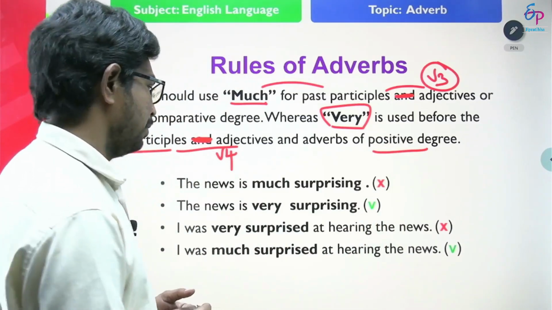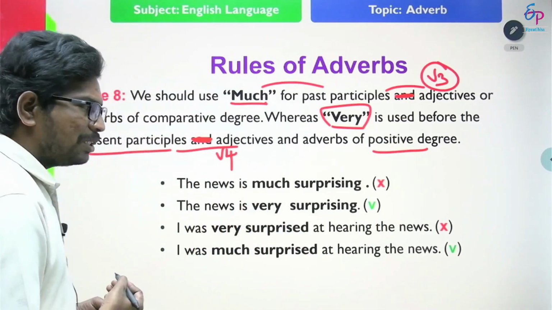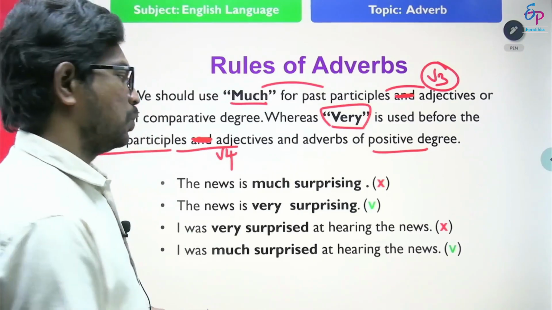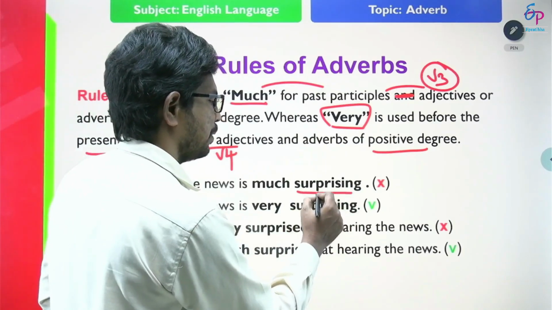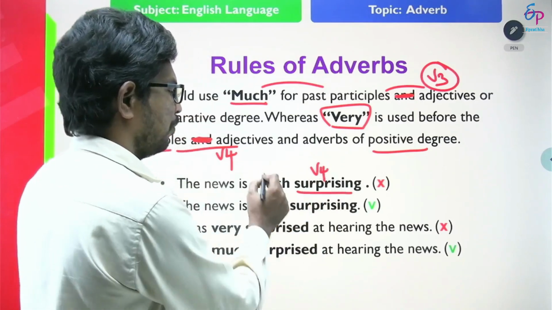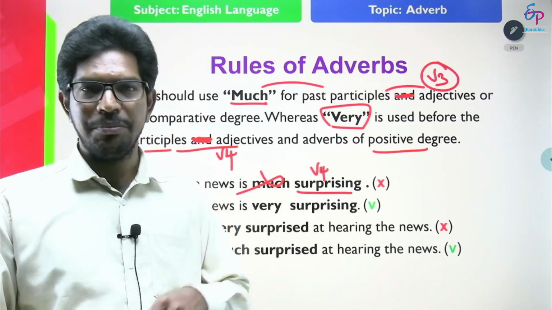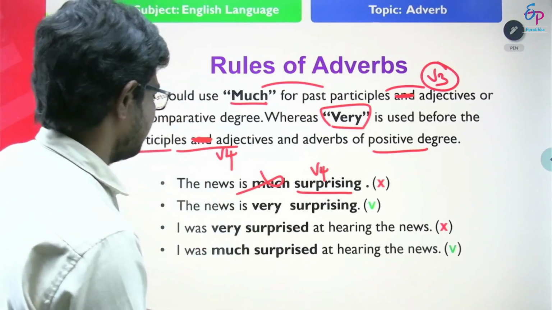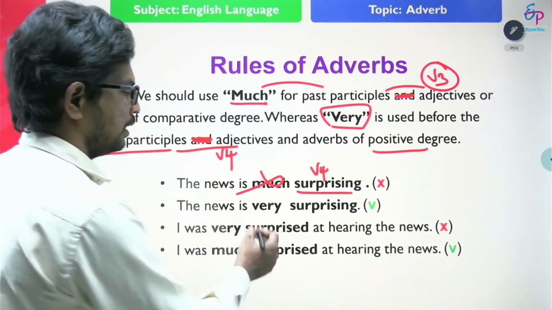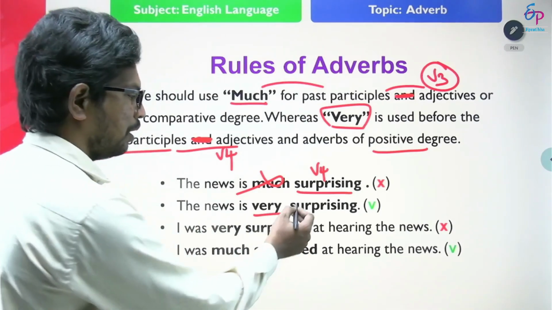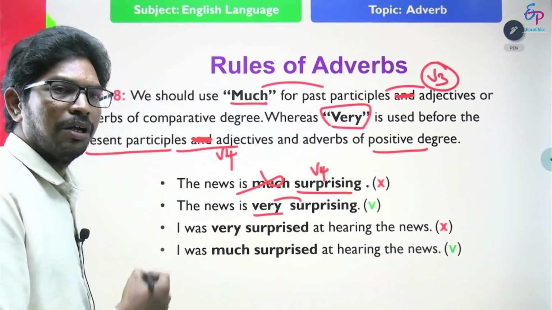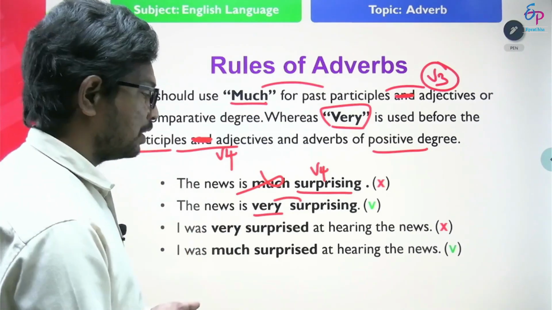Let us see the example and find out the error. The news is much surprising. The word surprising is a present participle, that is V4. We use only very before present participle adjectives. So what is the correct statement? The news is very surprising is correct. So we use very before present participle adjectives. Before past participle adjectives we use much.